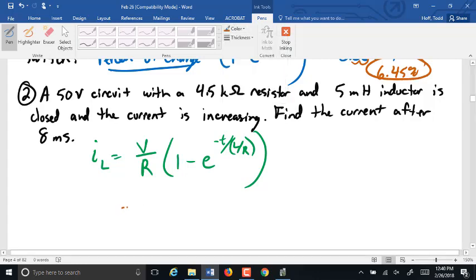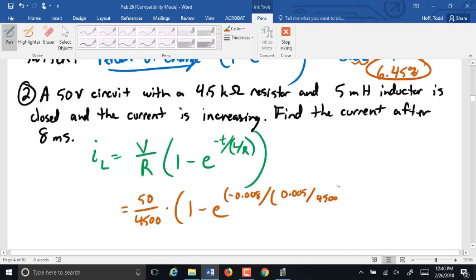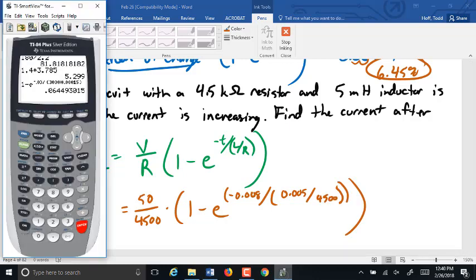So we've got to plug this in. That's going to be 50 over 4,500 times 1 minus e to the negative 0.008 divided by parentheses 0.005 divided by 4,500. Close and close and close. So 50 divided by 4,500 times parentheses 1 minus second e to the x.